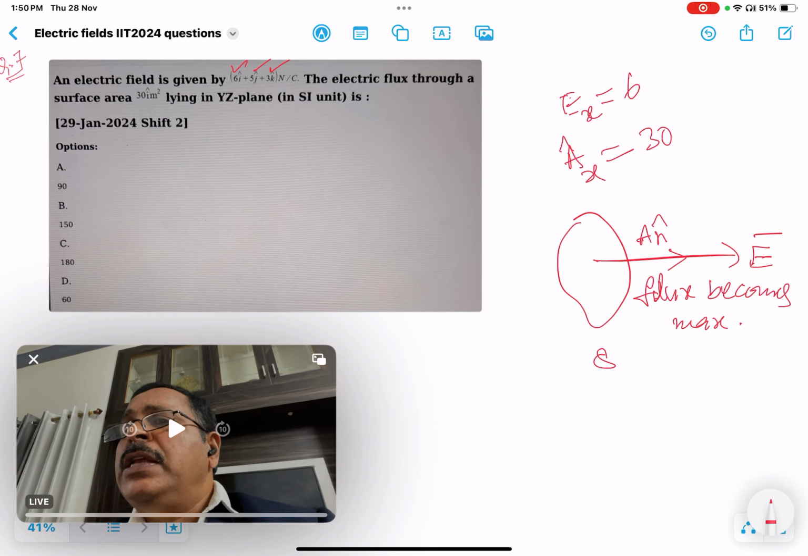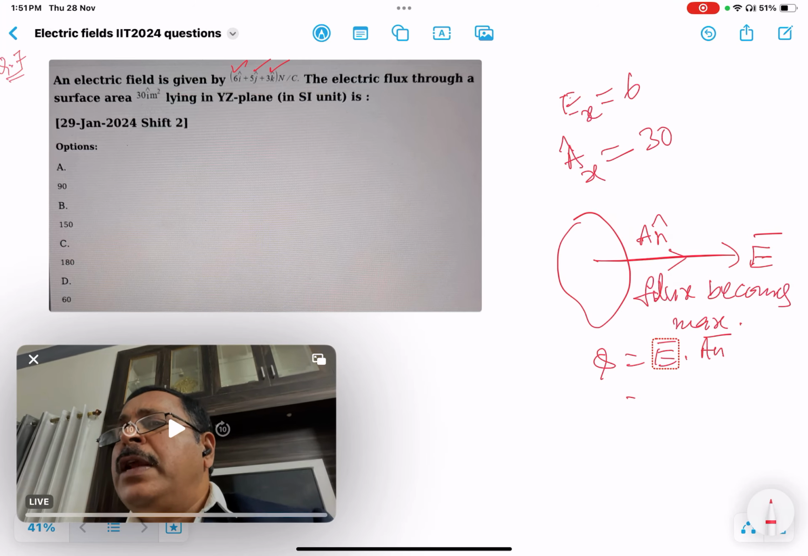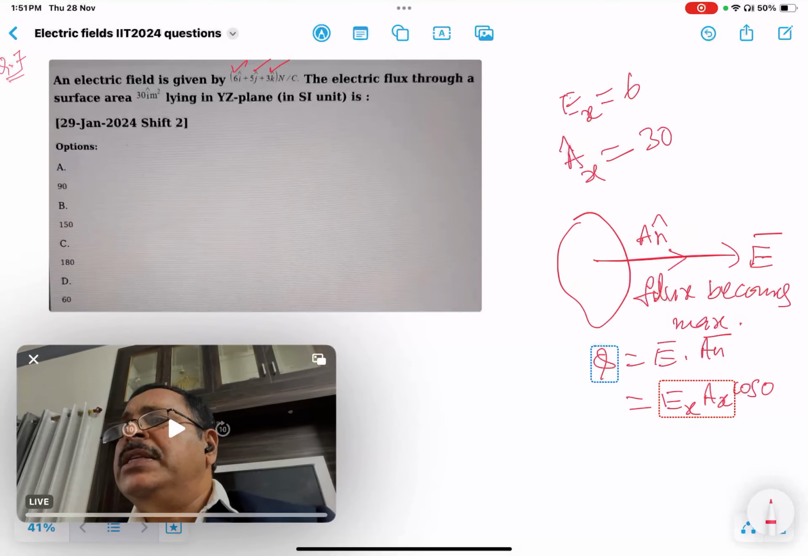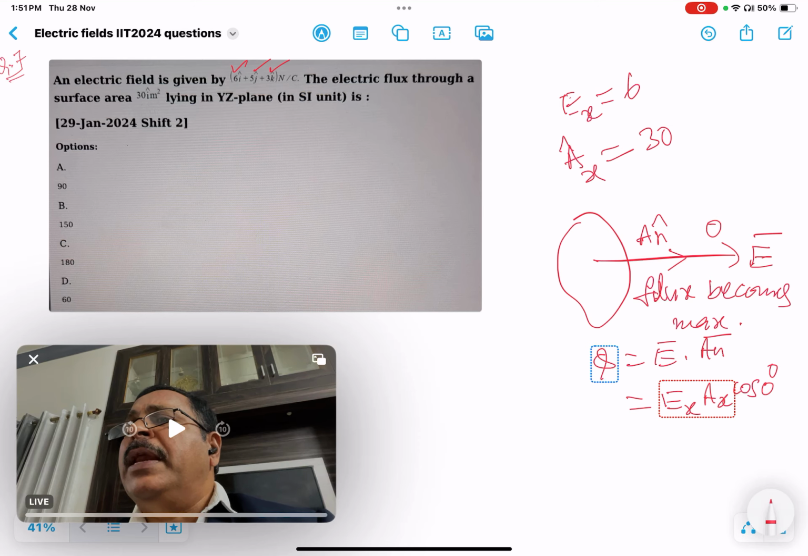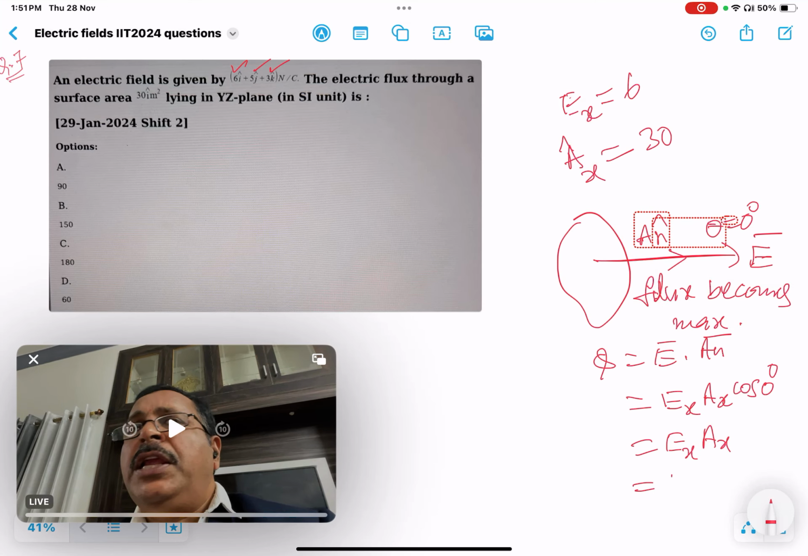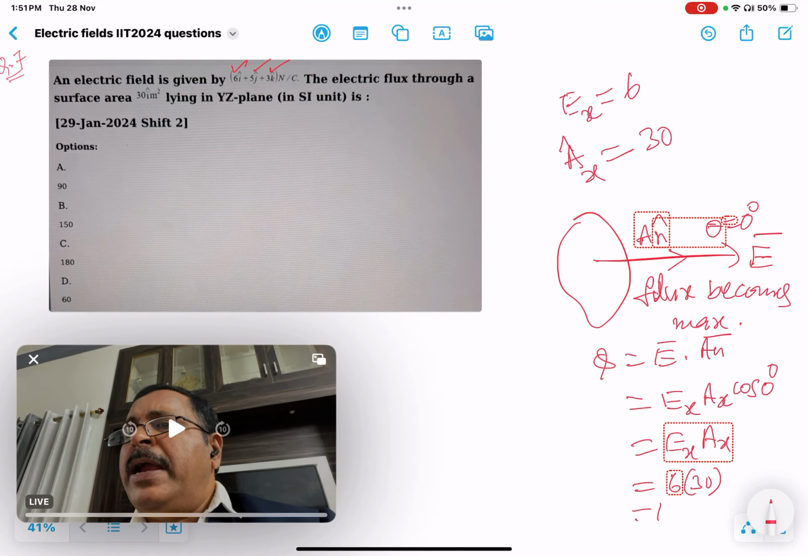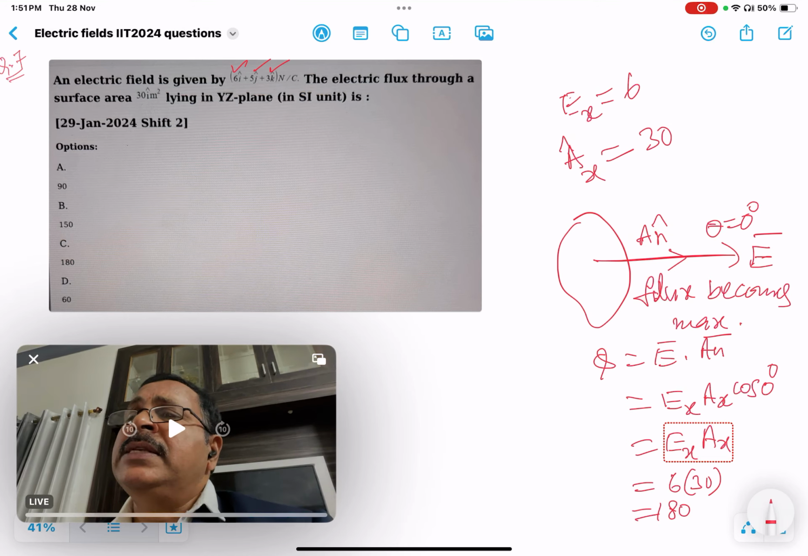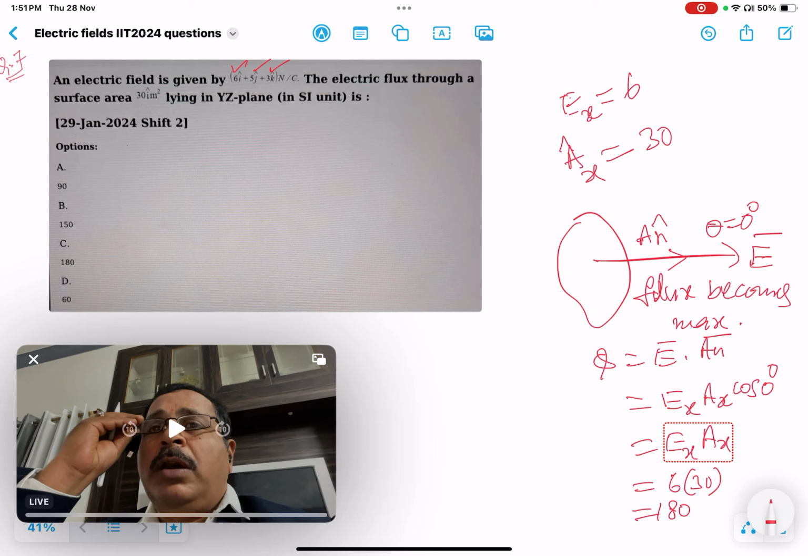So flux becomes maximum. So phi is equal to E dot an cap. If we consider Ex and Ax cos theta, theta is 0 degrees here, because both are in the same direction. So cos 0 is 1. Therefore Ex into Ax, so 6 into 30. The answer is 180, my dear IIT students. It is a very, very important topic. Intensity is given, normal area vector is given.